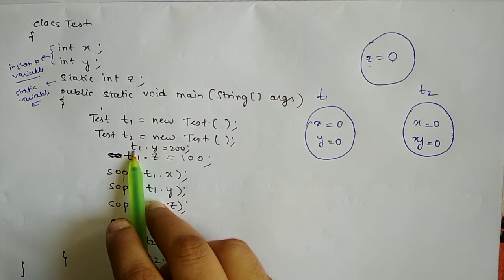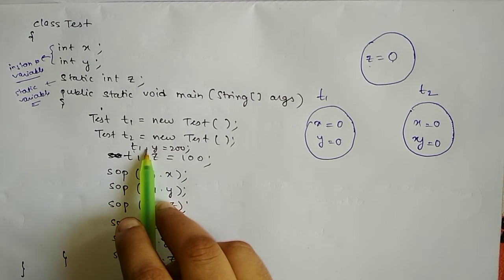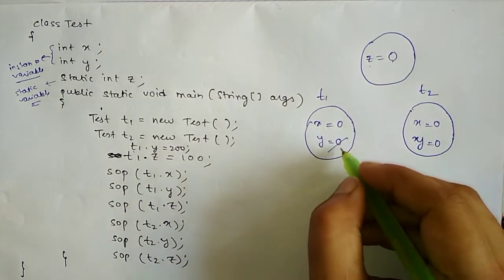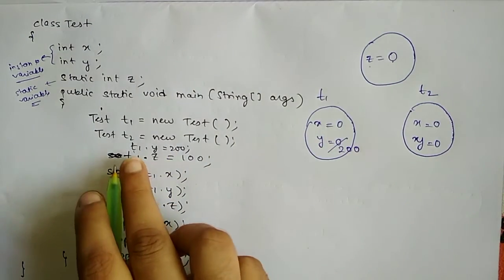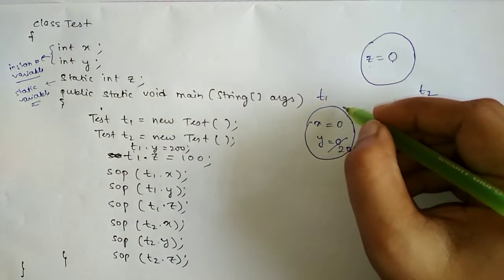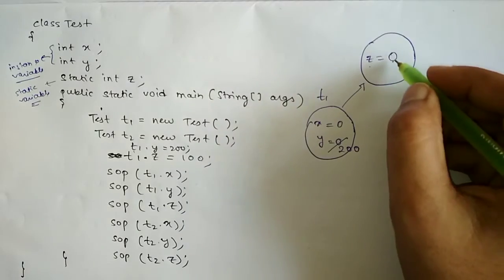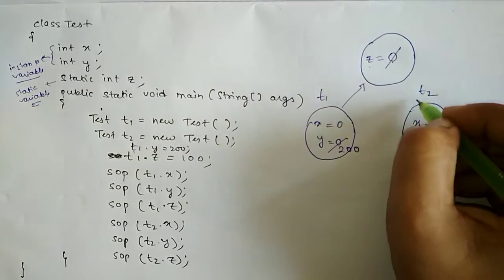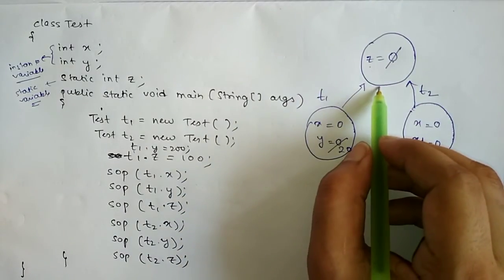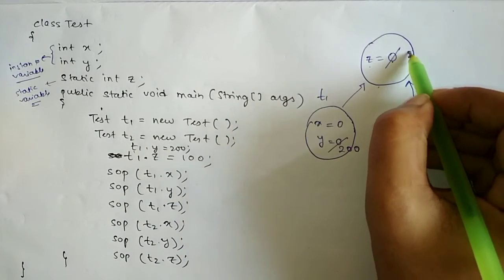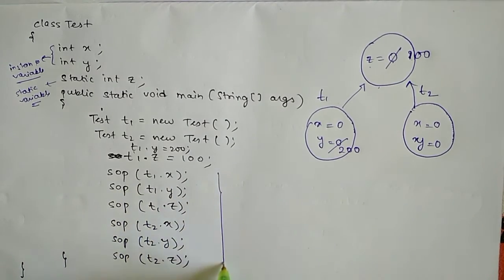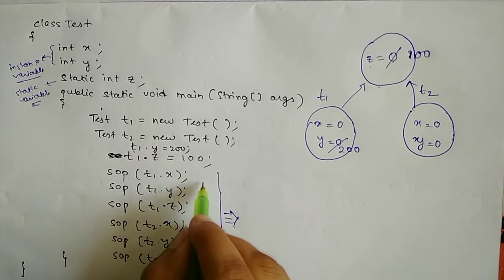After execution of the statement t1.y = 200, t1.y will be changed to 200, and then t1.z = 100. This is through the object reference. After changing this, both t1 and t2 can access this shared variable, so it will be changed to 100. Now when we print the output, what will we get?